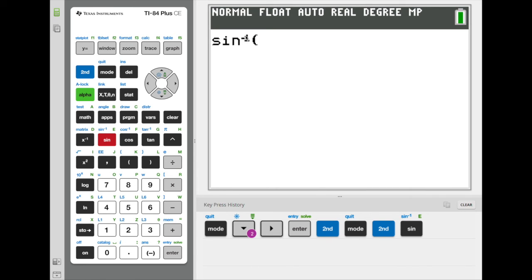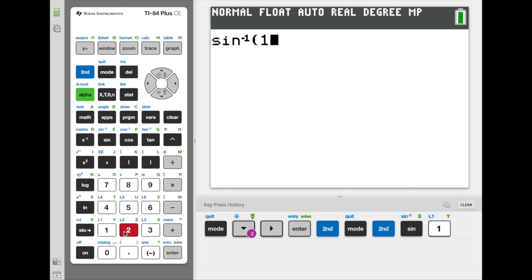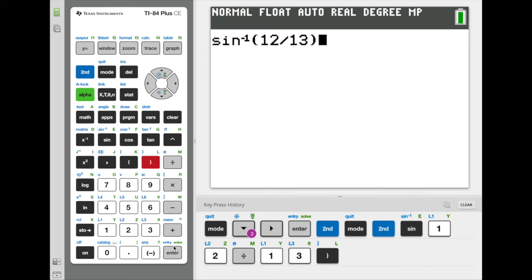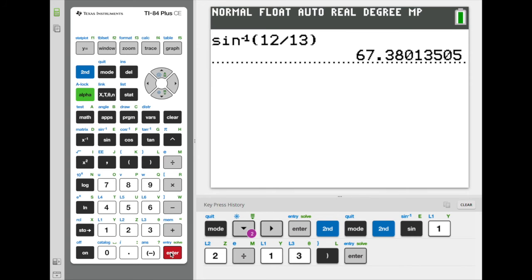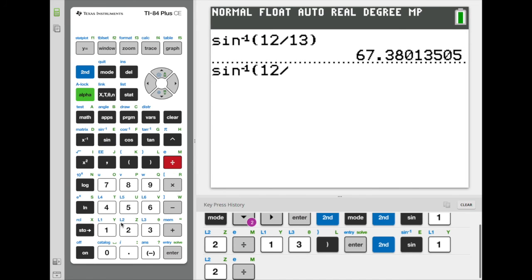We notice it's got that little -1 to show that it's the inverse. And we're going to say that we're doing 12 over 13 inside of that inverse sine. If we hit enter, this calculates the degree that that angle is going to be. And so in this case, angle B here would be 67.38 degrees if we're rounding to 2 digits after the decimal place. Again, the way that we did that is we hit second and then sine, and then we put in our 12 over 13.